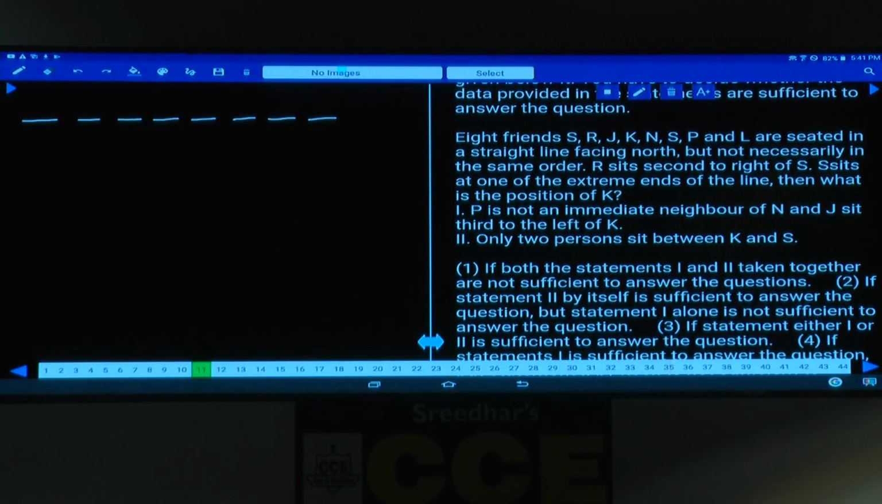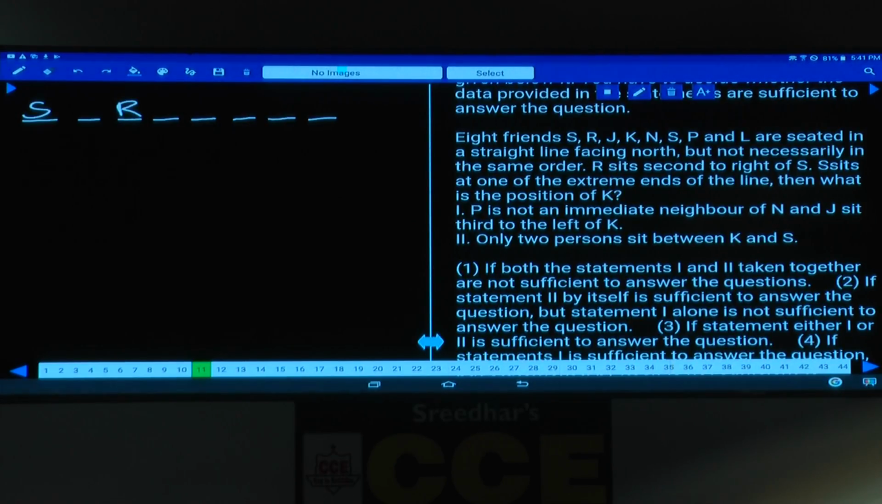Eight persons are seated in a straight line facing north. R sits second to the right of S. S sits at one of the extremes of the row, and R sits second to the right of S, hence S must be at this corner and R must be at the third place. These two positions are fixed. Then what is the position of K? Now the question is about the position of K.